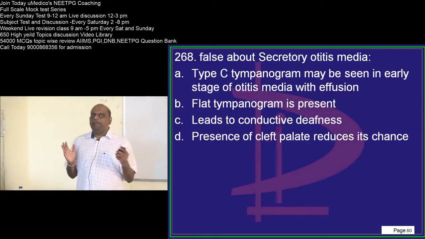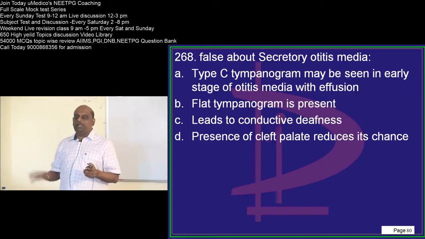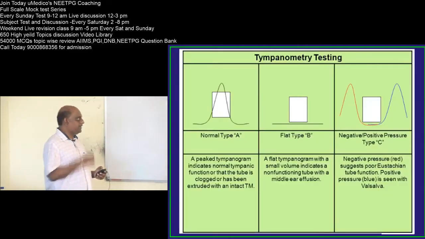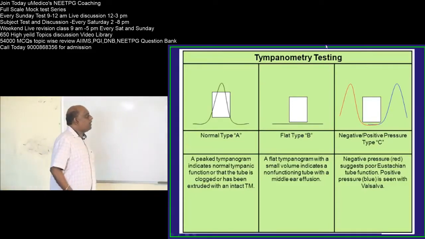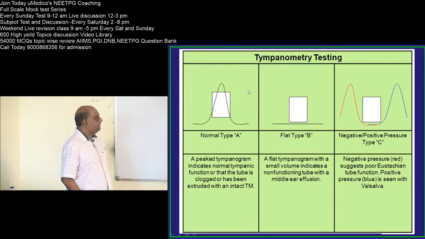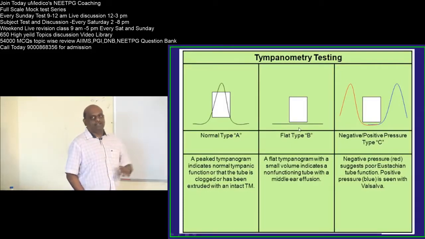Different types of tympanograms. Which shape of tympanogram is seen in which condition is a favorite topic of the examiner. This is a normal type of tympanogram. Typically it will be peaked in appearance. Then the flat type. It is flat whenever there is any non-functioning tube with middle ear effusion, then you get a flat type.